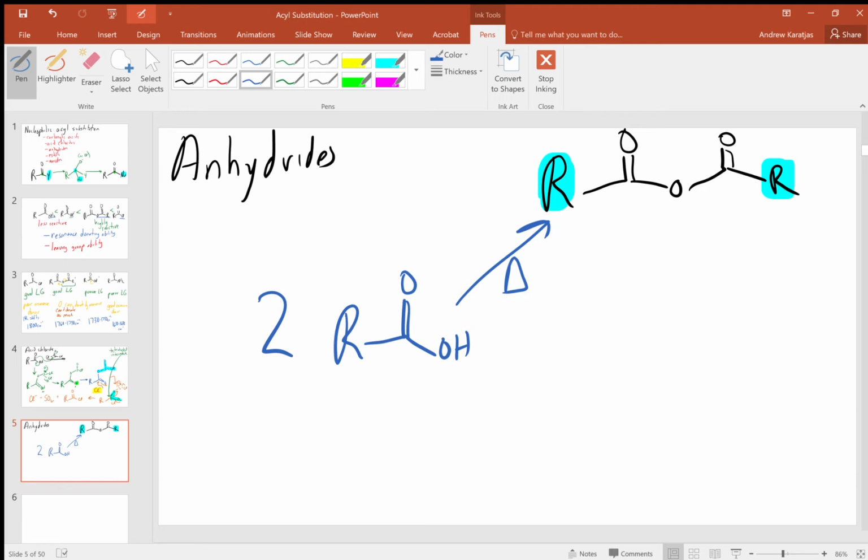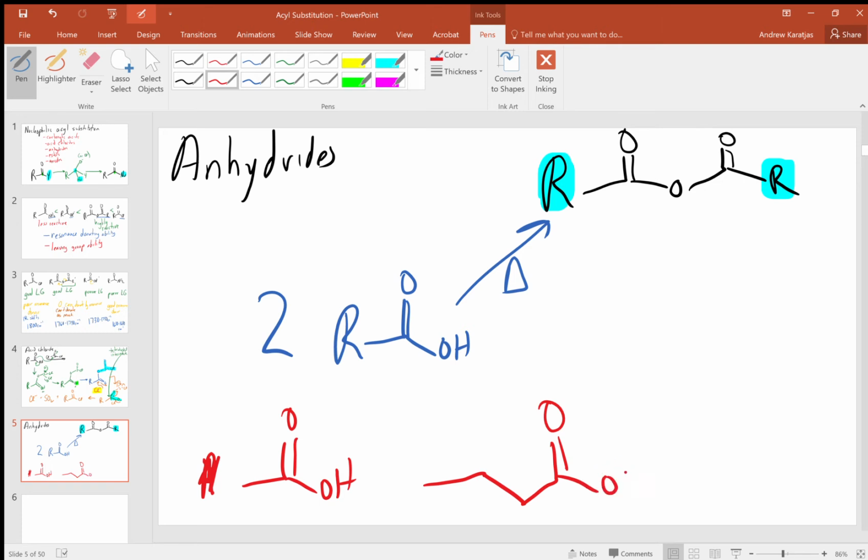The difficulty comes in when you don't want the R groups to be the same. If you just mix two different carboxylic acids, such as here, acetic acid and butyric acid, you could end up with multiple products. You could end up with two acetic acids combining, you could end up with two butyric acids combining, or you could get one acetic and one butyric. And that's really not favorable, to get a mixture of products like that that you have no control over.